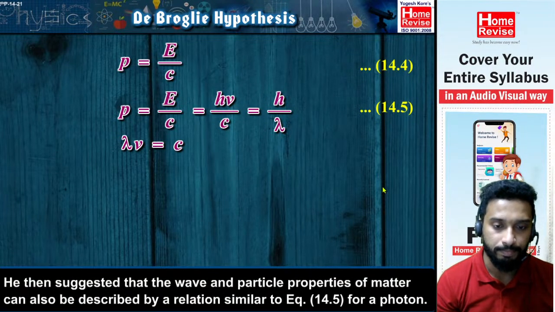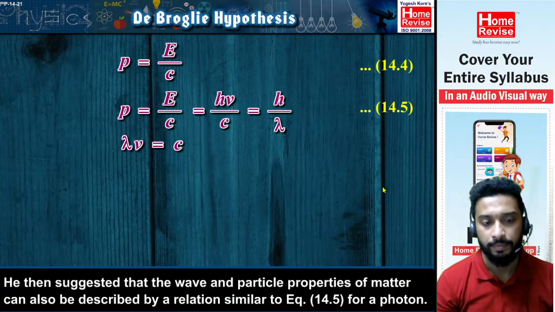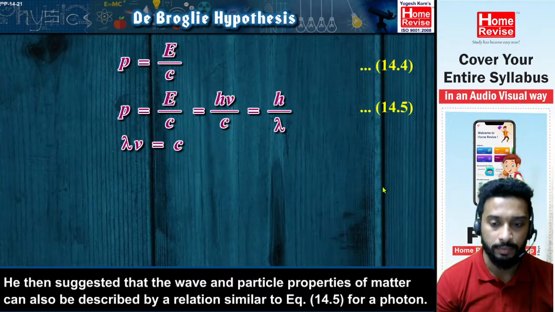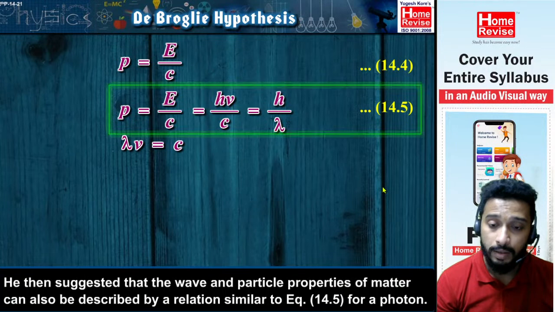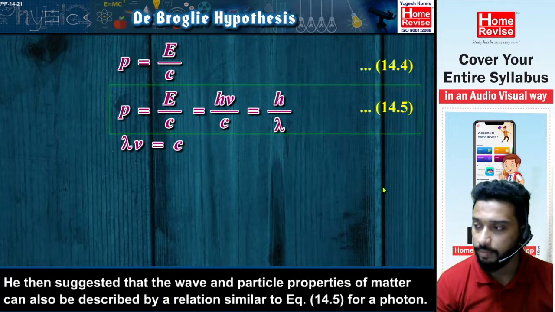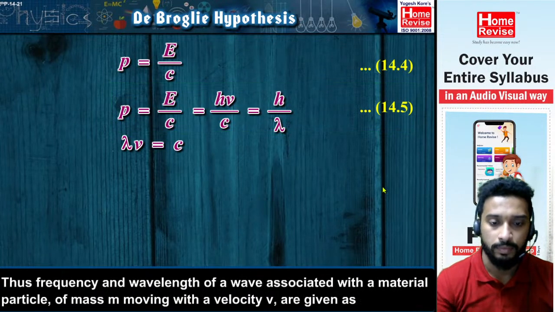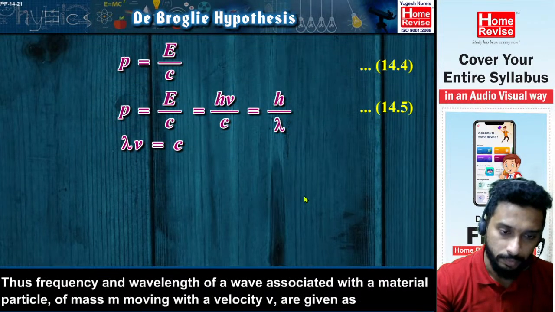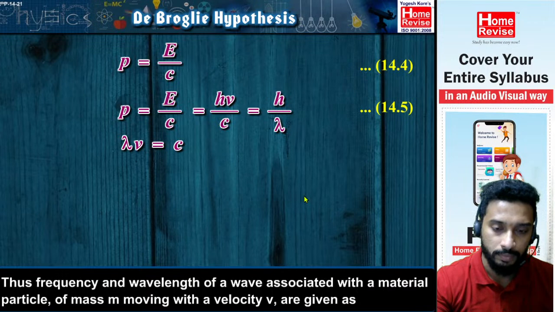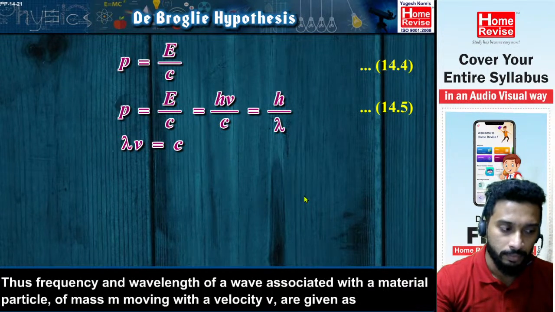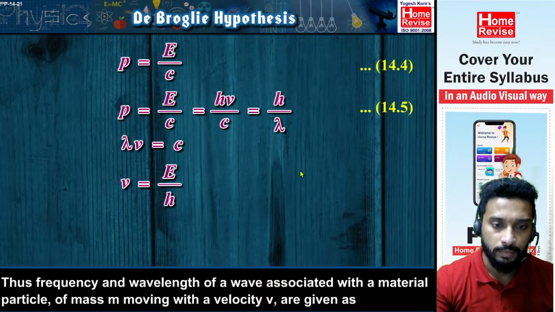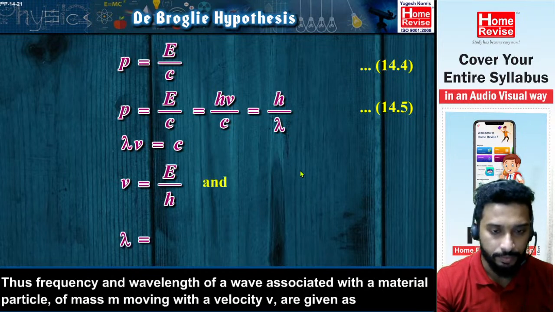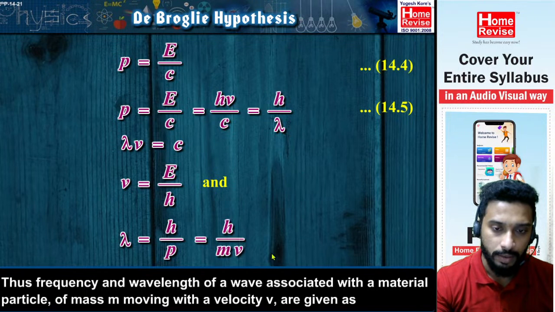He then suggested that the wave and particle properties of matter can also be described by a relation similar to equation 14.5 for a photon. Thus, the frequency and wavelength of a wave associated with a material particle of mass m moving with a velocity v are given as nu is equal to E upon h and lambda is equal to h upon p, which is equal to h upon mv.